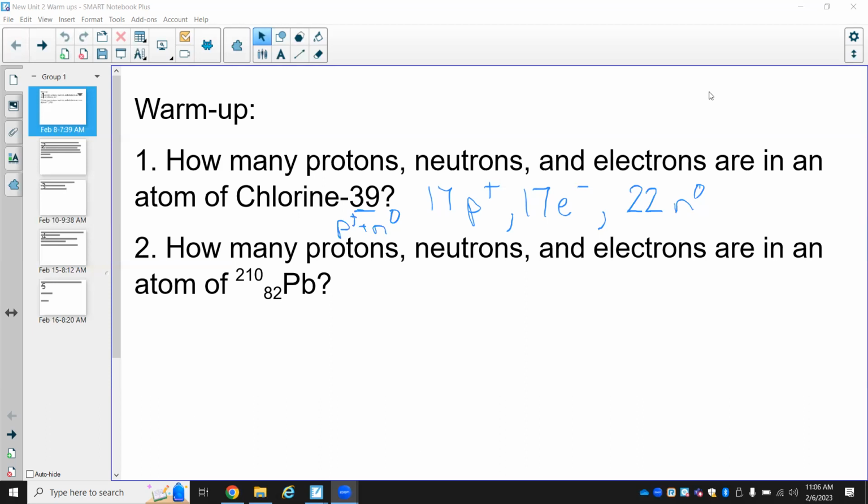So remember, this bottom number is our atomic number. So that tells us protons. So we have 82 protons. Also 82 electrons, because this does not have a charge. Then looking at our mass number, remember that 210 is protons plus neutrons. So if we subtract the 82 protons, we get that this has 128 neutrons. So this is very similar to what you were doing in the homework yesterday, and you should be able to do this on your own.